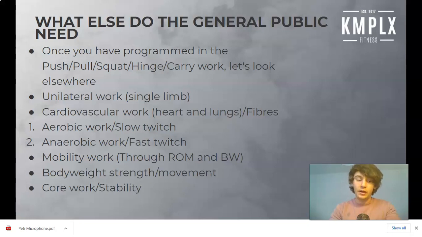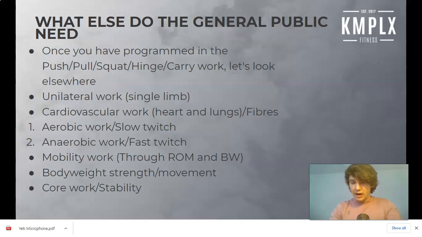Your aerobic work is where a lot of people fall down. When people think aerobic work, rather than looking at heart rate, they're looking at a movement like rowing, biking, or running, and just holding a pace for a certain amount of time. But aerobic work is very easy to program.